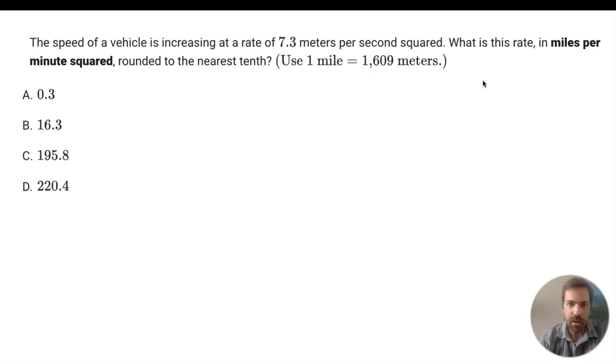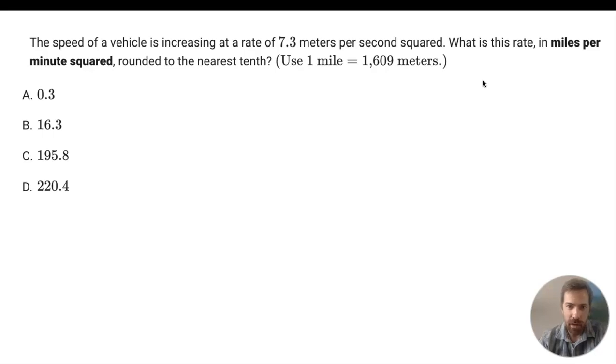Alright, so looking at this, they're giving us a vehicle's rate in meters per second squared, and they want us to find it in miles per minute squared. So this is a unit conversion question, right? And they're never going to expect you to know the unit conversion, so they give it to us, right? 1 mile is 1,609 meters.